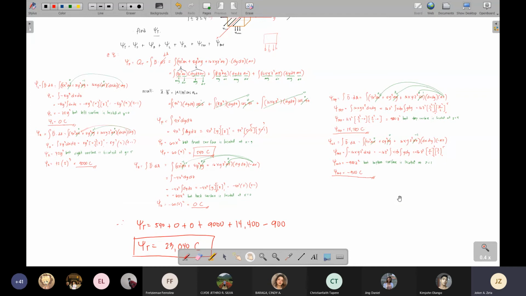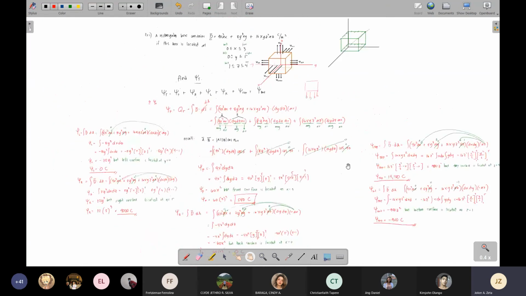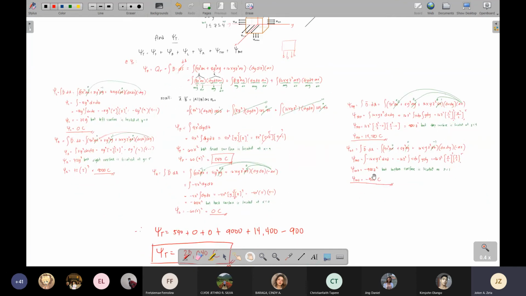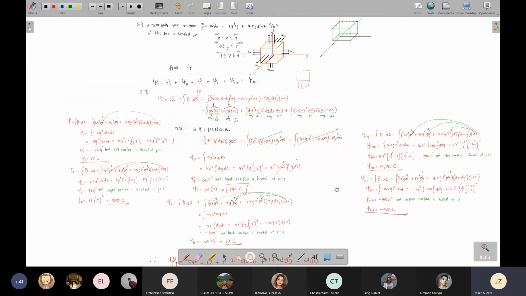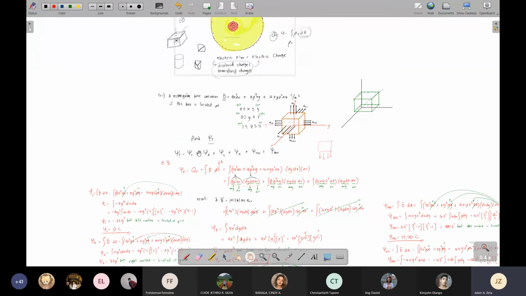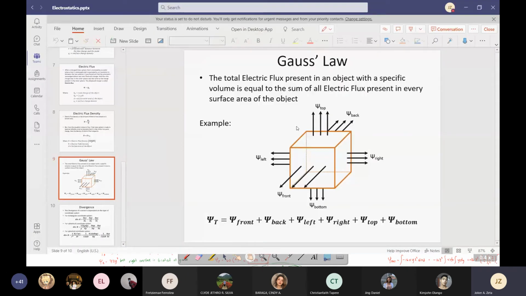Okay, sir, pwede maghatag og laing example, sir? Now, before ta maghatag og laing example, ang purpose sa Gauss law is of course to solve for the flux total by summing up the individual flux in every surface. Now, that is totally opposite sa divergence.